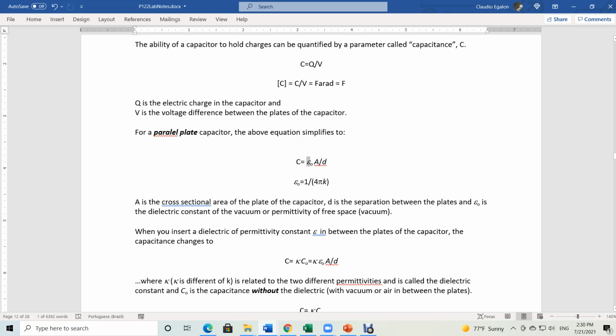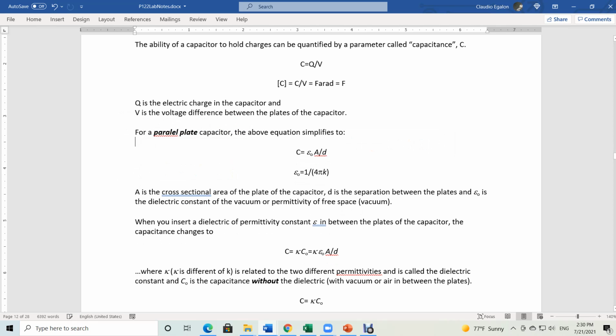What you see right in here, multiplying those two quantities, depends on that constant that you saw before, the electrostatic constant. That large number, 9 times 10 to the 9, remember? 1 divided by 4 pi k. So what we're going to do, we're going to vary the distance between the plates in this simulation, and we are going to measure the capacitance.